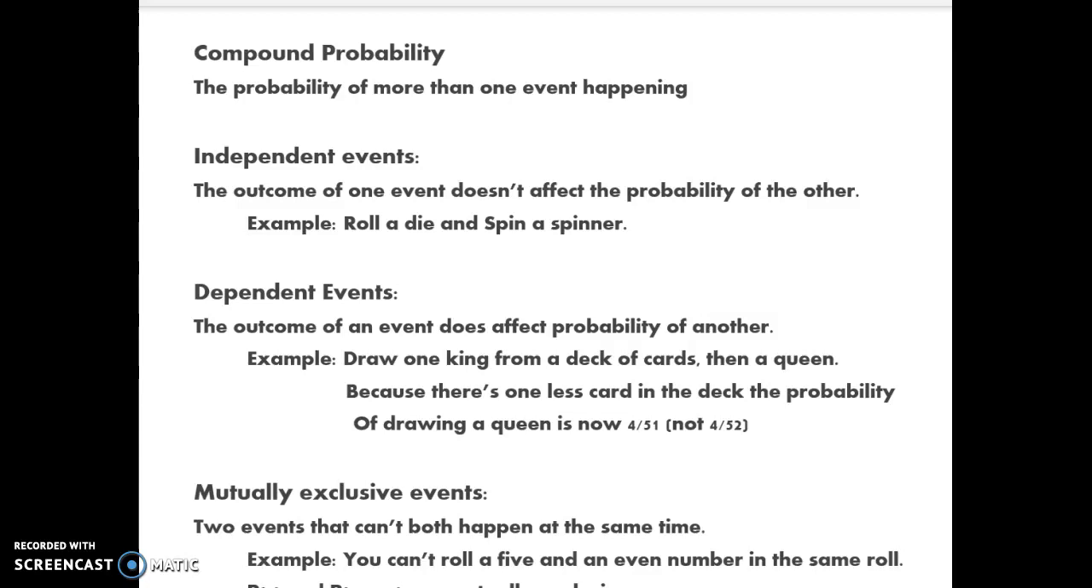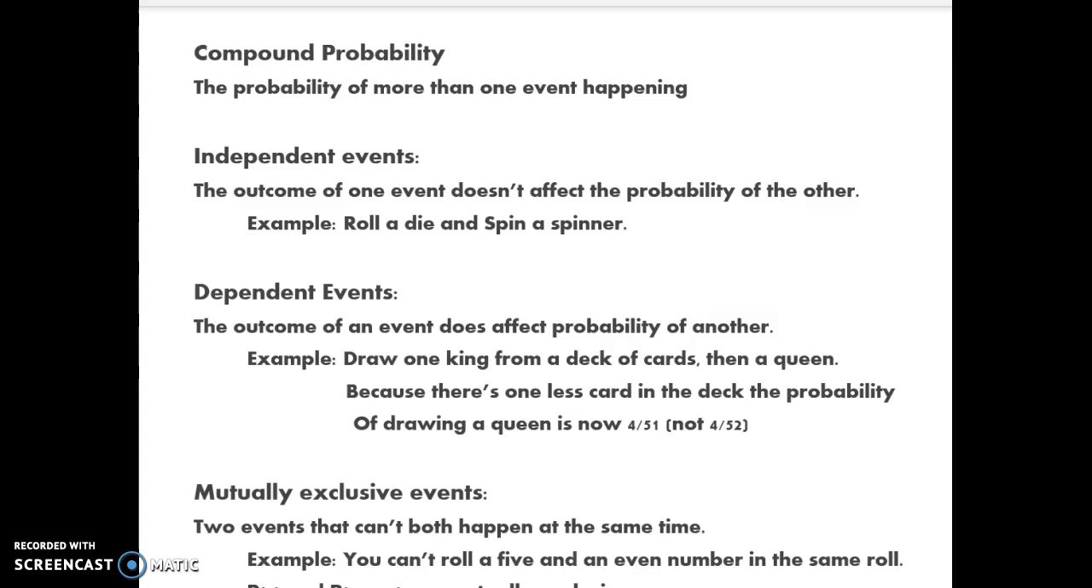Hello, students. Our topic this week is compound probability, the probability of more than one event happening. To understand this, you need to know the difference between independent and dependent events. With independent events, the outcome of one event doesn't affect the probability of the other.